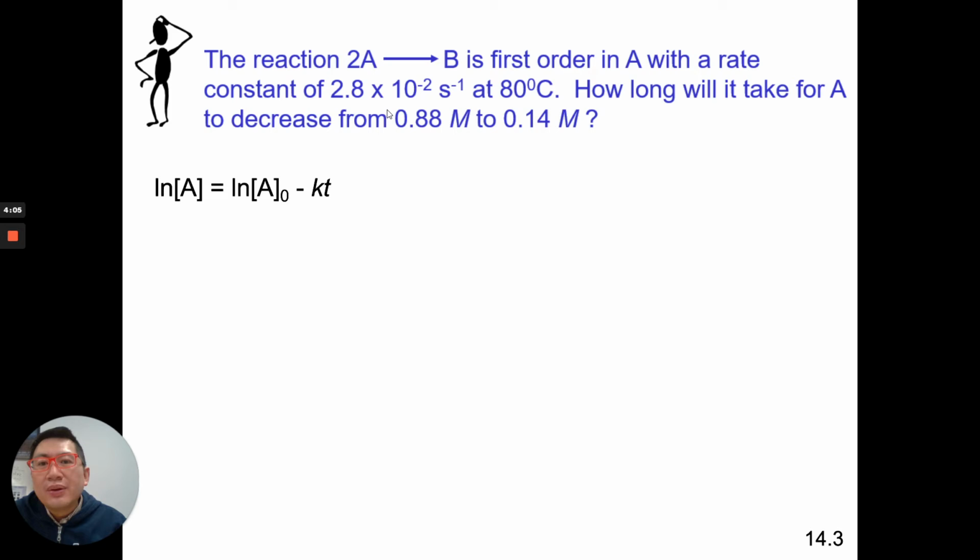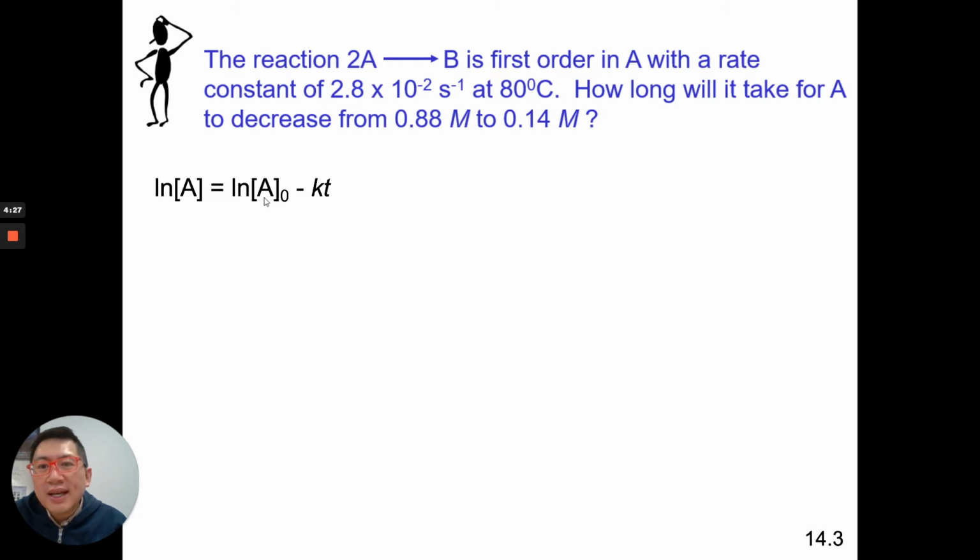We know the constant. That's K. The rate constant, K, is 2.8 times 10 to the minus 2. That's K. What else do we know? This question is how long? Meaning I'm solving for T. So somehow I need to solve for T. K, 2.8 times 10 to the minus 2 times T. Okay, I'm solving for T.